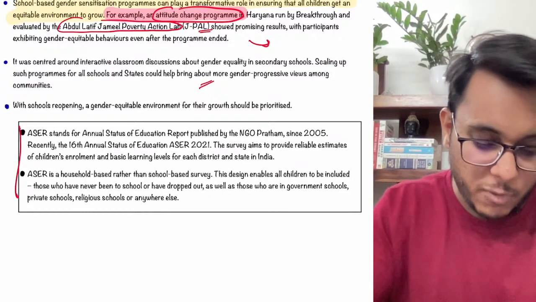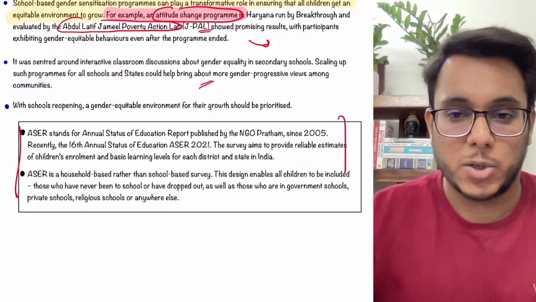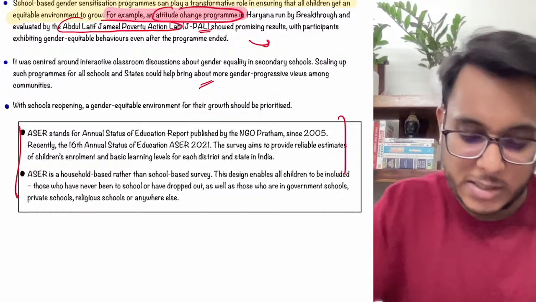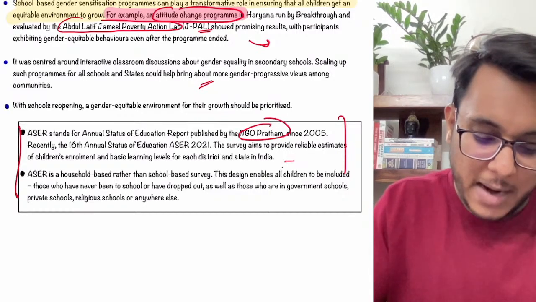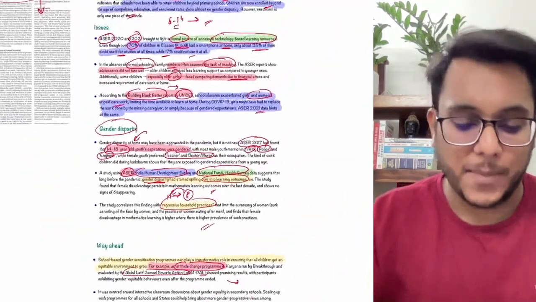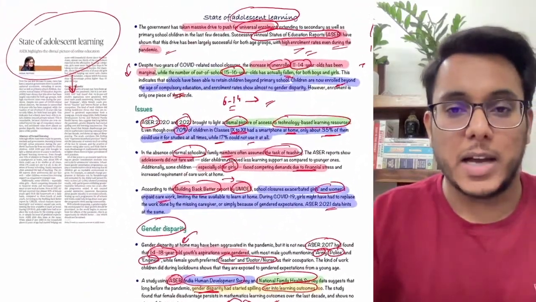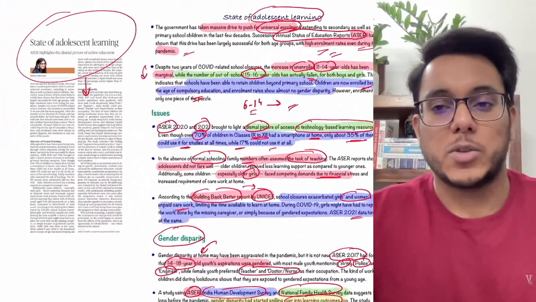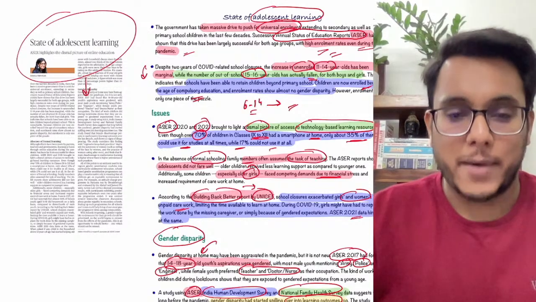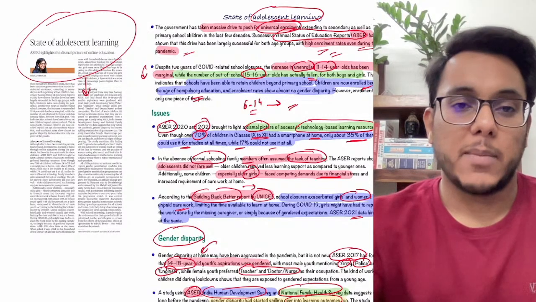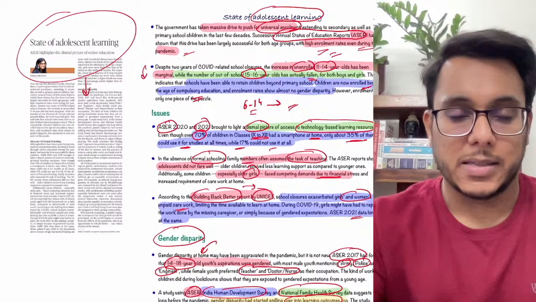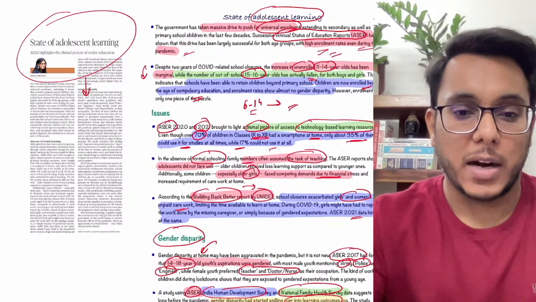By the way, here you find the description of the Annual Status of Education Report. This report is released by the NGO Pratham, and it talks about what the outcomes have been with respect to education. So this is all, guys, about this particular article. I hope that you have understood it. So, guys, with this we come to an end of today's newspaper analysis. So, guys, that is all. I hope that you have understood.